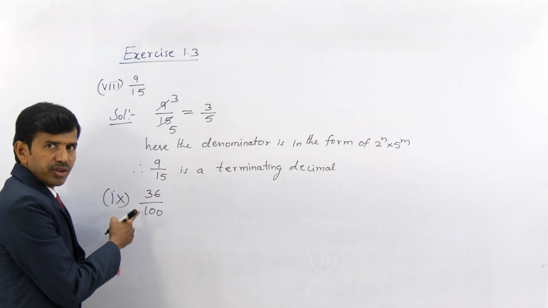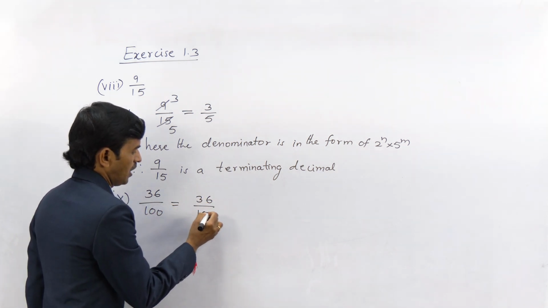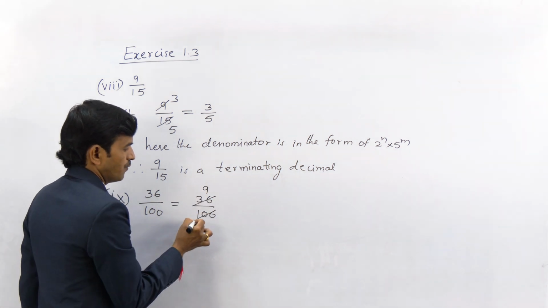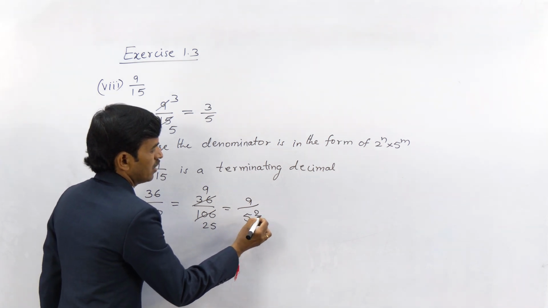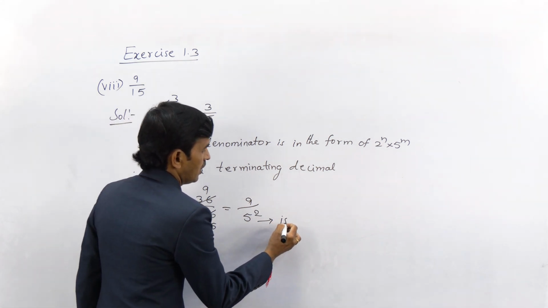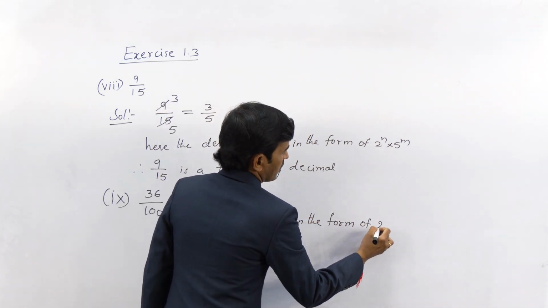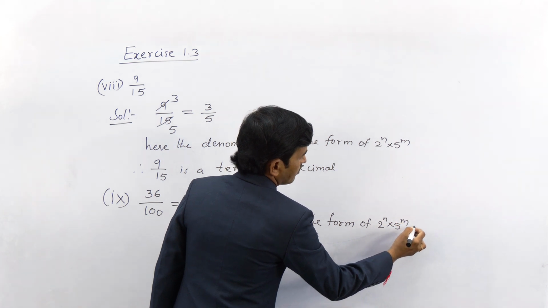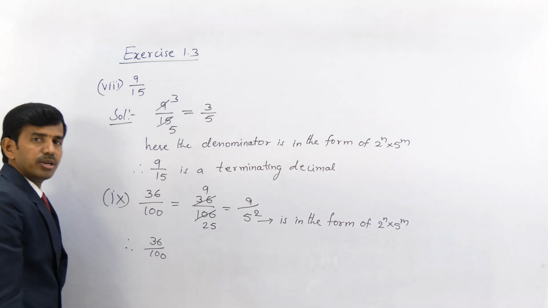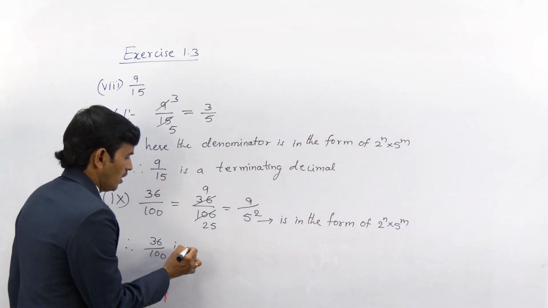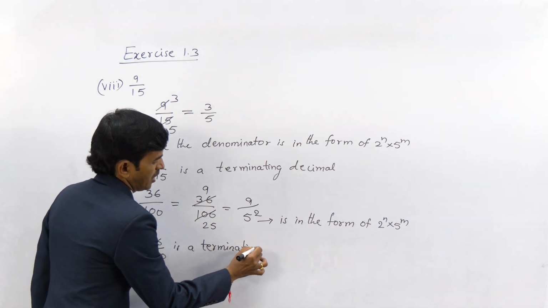If you observe this given rational number 36 by 100, it can be written as 36 by 100, 4 9s are 36, 4 25s are 100. So which gives us 9 by 25, that is 5 square. Here the denominator is in the form of 2 power n into 5 power m. Therefore 36 by 100 can be written as a terminating decimal.